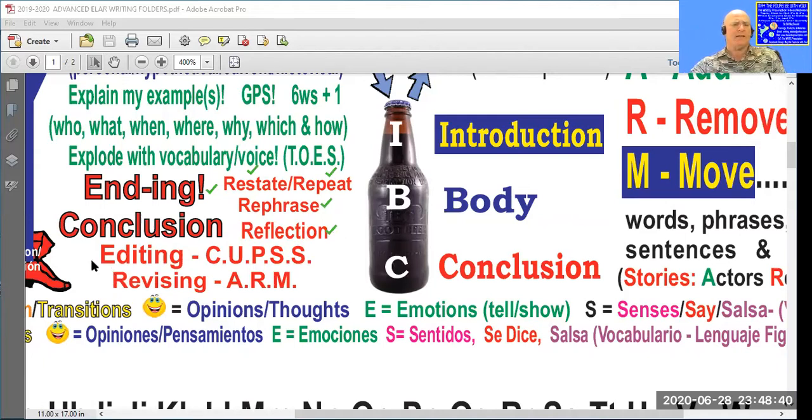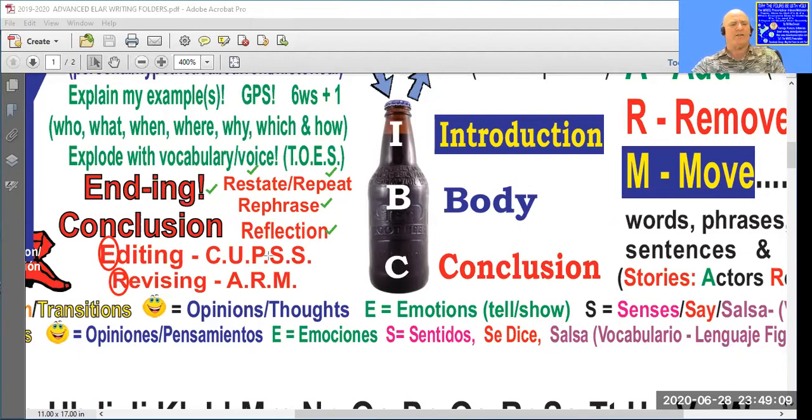And we had said that the last thing was to take your paper to the emergency room of editing and revising. So there's the E of emergency room, and there's the R of emergency room. When you're doing the editing, you're doing CUPS: capitalization, usage, punctuation, spelling, and sentences that are not run-ons or fragments.